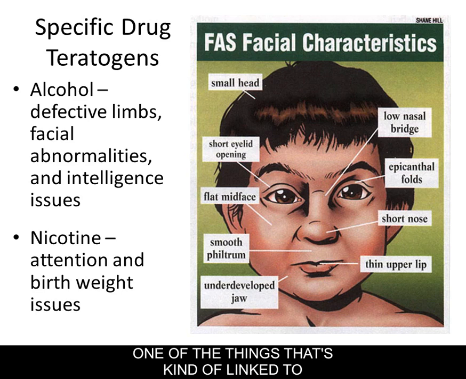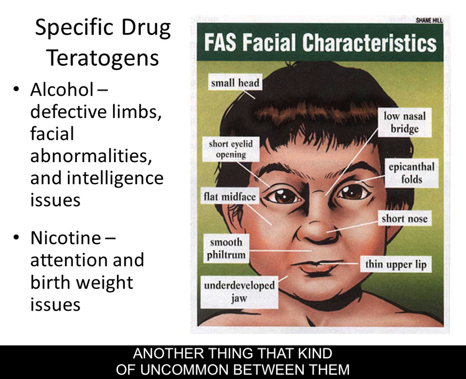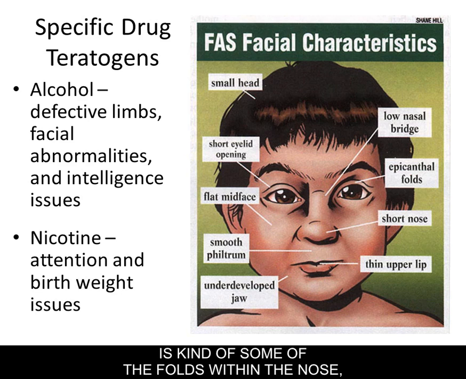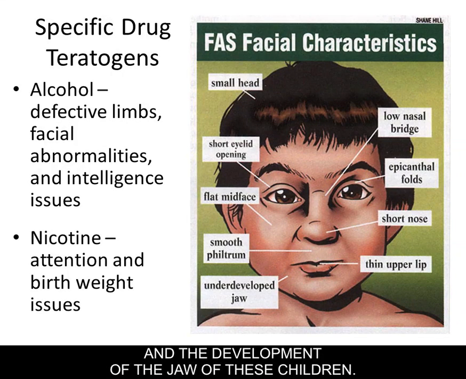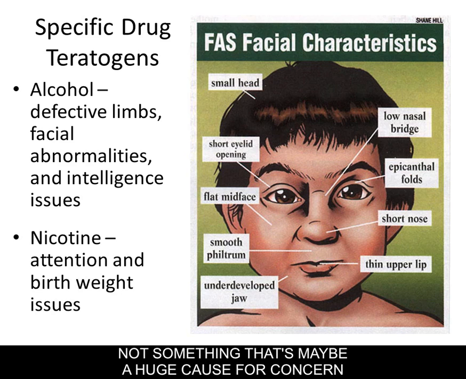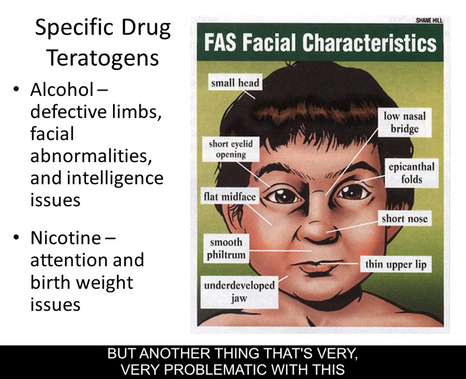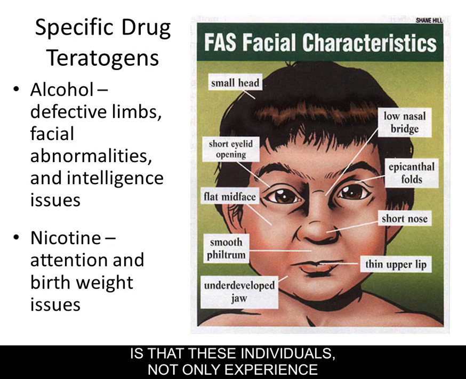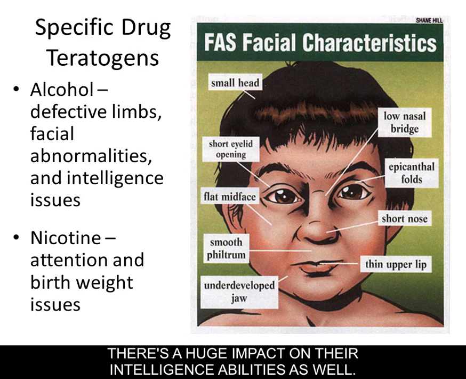One of the things that's linked to fetal alcohol syndrome that's not linked to Down syndrome is a small head. Another thing that's uncommon between them is some of the folds within the nose, in particular the bridge of the nose, and the development of the jaw of these children. These abnormalities are more physical and not something that's maybe a huge cause for concern for parents, unless looks are important. But another thing that's very problematic with this is that these individuals don't only experience specific facial feature problems, but very often there's a huge impact on their intelligence abilities as well.